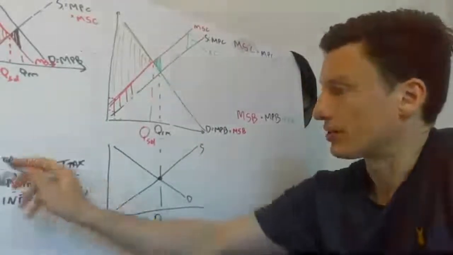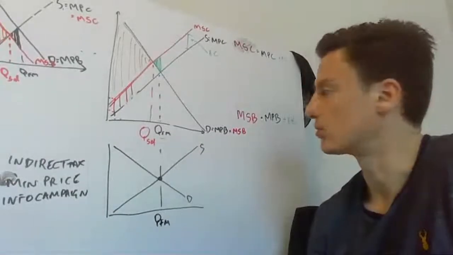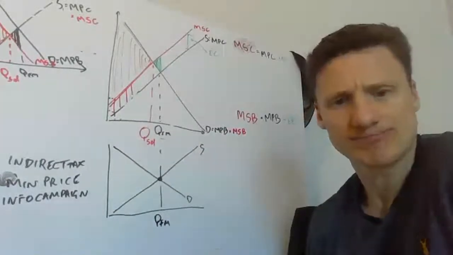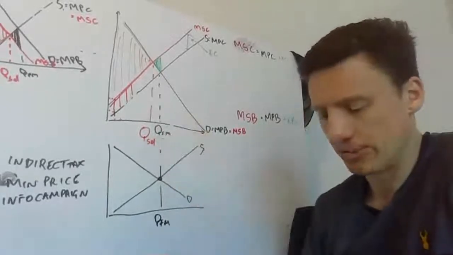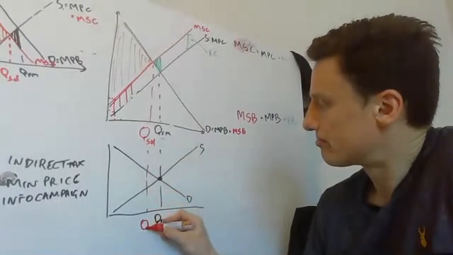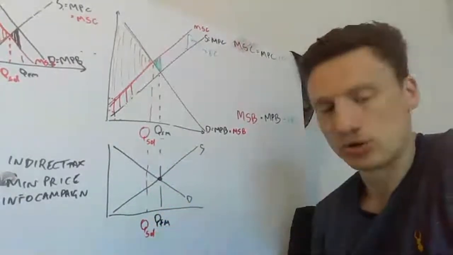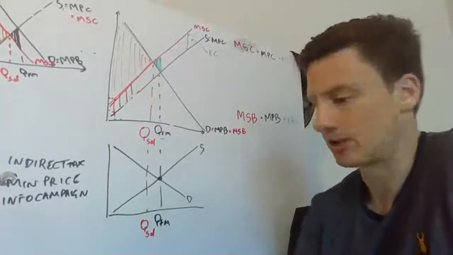And what we're doing now is we're going to impose an indirect tax onto the good in order to reduce consumption, because we're overconsuming. We need to get back to the social optimum level. And that's how we fix market failures. If we can reduce consumption back to the socially optimum level, then community surplus is maximized, and therefore we have fixed the market failure.